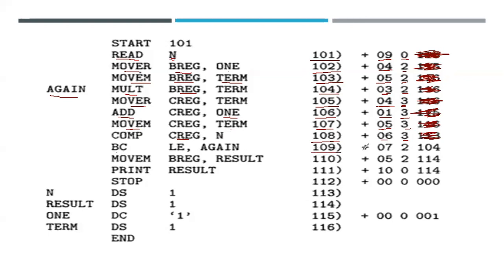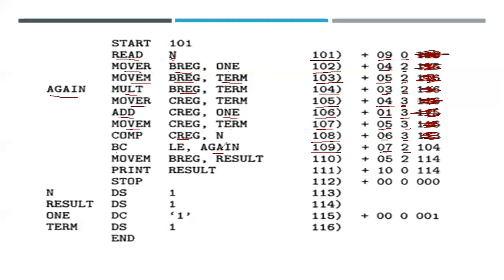At instruction number 109, BC is nothing but 07. Branch on condition, this is LE. Now, just remember, we have seen a sequence of 1 to 6: less than LT 1, LE less than equal to 2, equal to 3, GT greater than 4, greater than equal to 5, not equal to 6. So for LE, LE is nothing but 2.